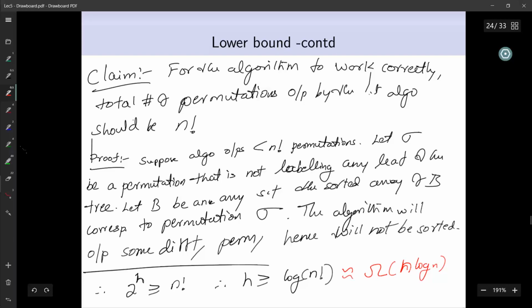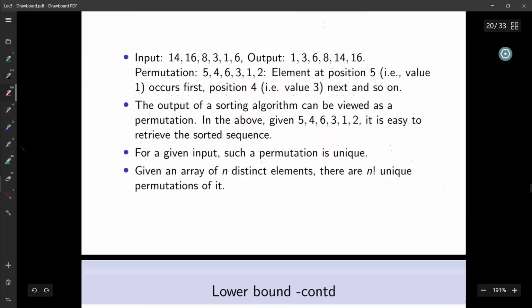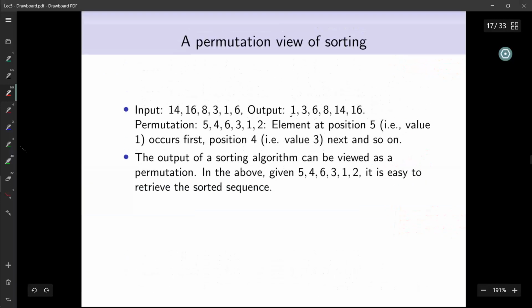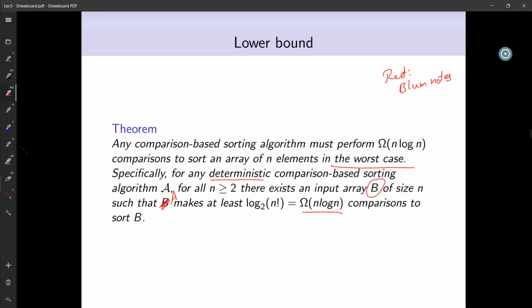I'll leave this part for you to read and prove. Maybe I'll discuss it in the tutorial. So that completes our lower bound argument. What we have proved is that for any comparison based sorting algorithm, the number of comparisons must be at least n log n up to a constant factor, so omega n log n.